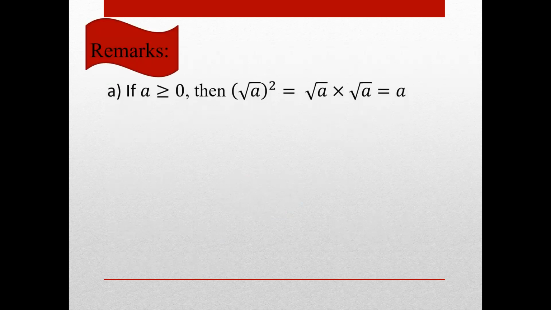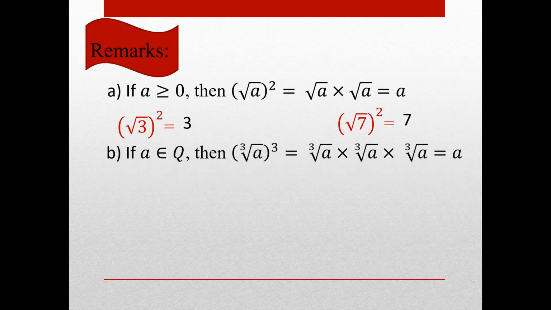Remarks. If a is greater than or equal to 0, then square root of a to the power 2 equals square root of a times square root of a, which equals a. In general, we can say the power 2 can cancel the square root. So here, square root of 3 to the power 2: the power 2 cancels the square root, so the result will be 3. Also here, square root of 7 to the power 2, the power cancels the square root, and the result will be 7.